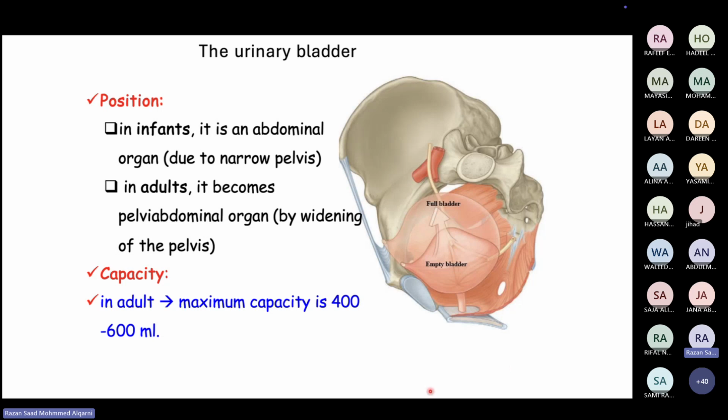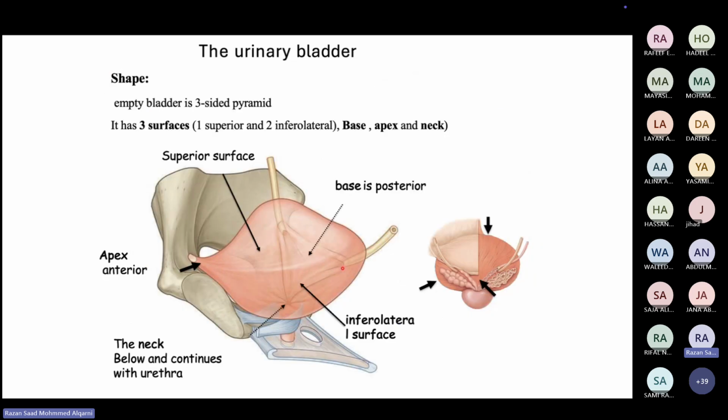Let's talk about the capacity of the bladder. As you can see, if it's empty, it's going to be till this space. If it's full, it's going to be rising up till here. So in the adult, the maximum capacity is around 400 to 600 milliliters of urine. It varies between people and between male and female. So let's start with the shape of the urinary bladder. As you can see, it's a pyramidal shape. This is from another view, and it has a three-sided pyramid.